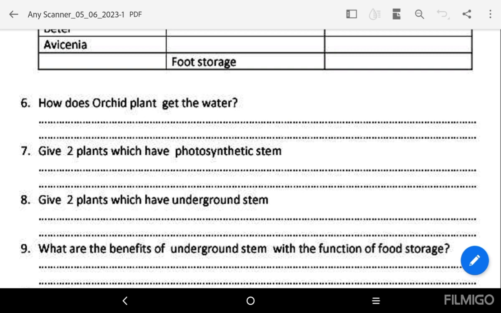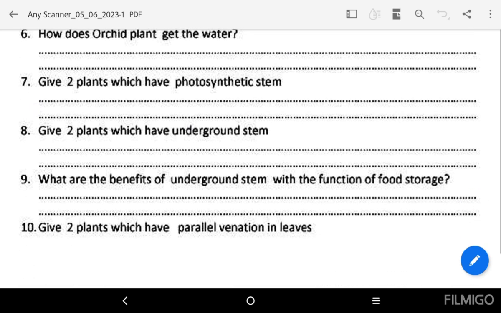Question number 9. What are the benefits of underground stems with the function of food storage? Yes, underground stems with the function of food storage. You know, some underground stems serve the function of storage of food. And also, perennation and something called asexual propagation.